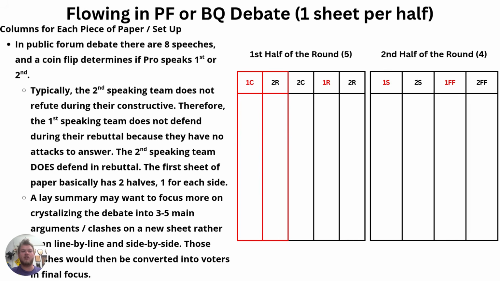So then you'd have a second piece of paper for flowing the summaries and the final focuses, because that speech may restructure the debate into 3 to 5 main issues or clashes that people have been going back and forth on. And so you want the opportunity to have a new piece of paper to see the debate in a new light.